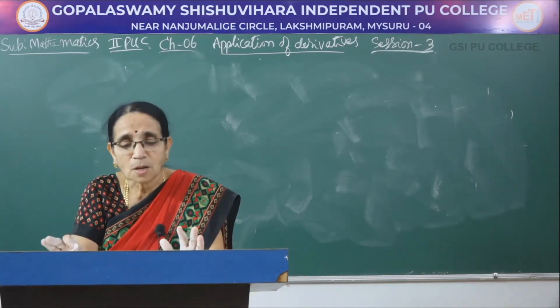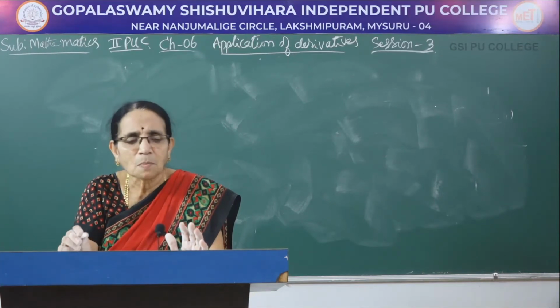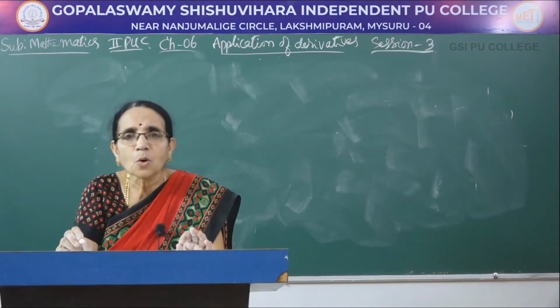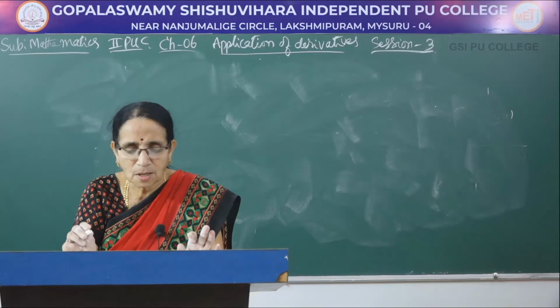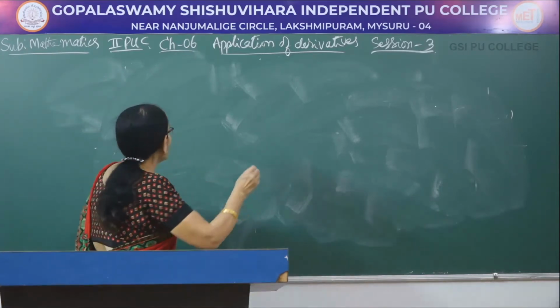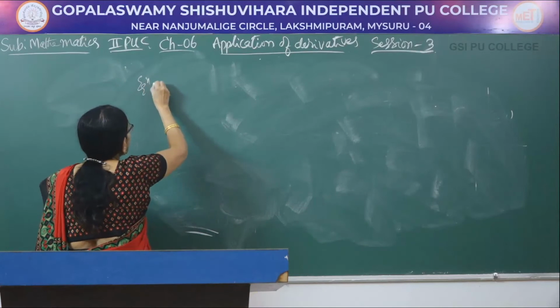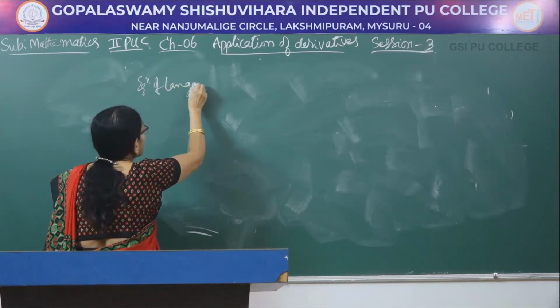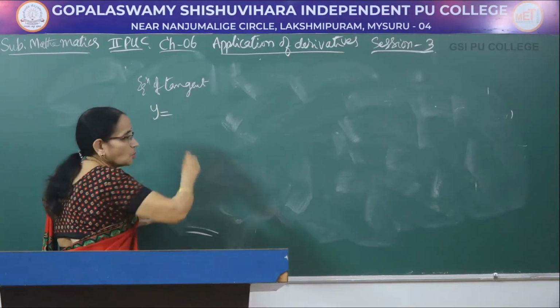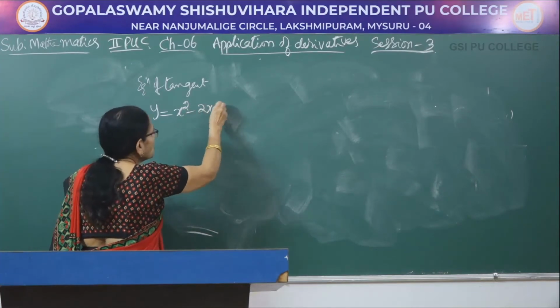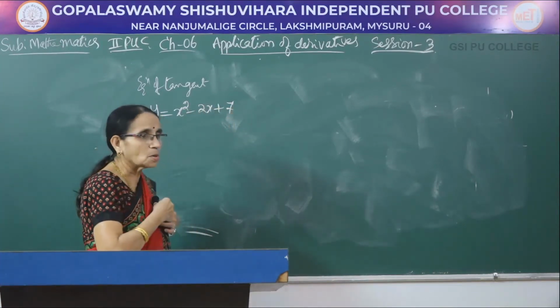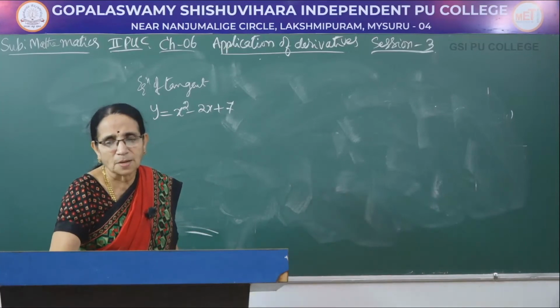So whatever it may be, 2 quantities must be there, but in the maximum number of problems, to get the equation of any straight line, we make use of the slope point form, y minus y1 equal to m into x minus x1. So in the next problem, I am getting the equation of the tangent. Find the equation of the tangent to the curve y equal to x square minus 2x plus 7.